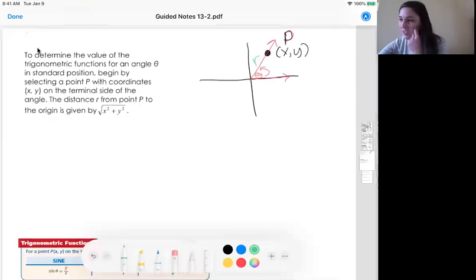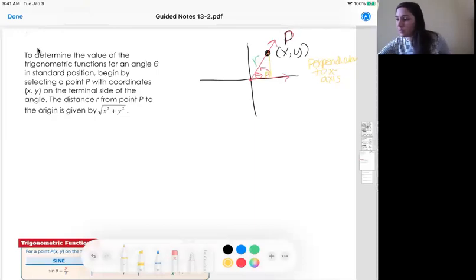The easiest way is to make a right triangle by taking that point and forming a line perpendicular to the x-axis. Make sure it's perpendicular to the x-axis. Do not make it perpendicular to the y-axis. You will not get the correct measurement there.